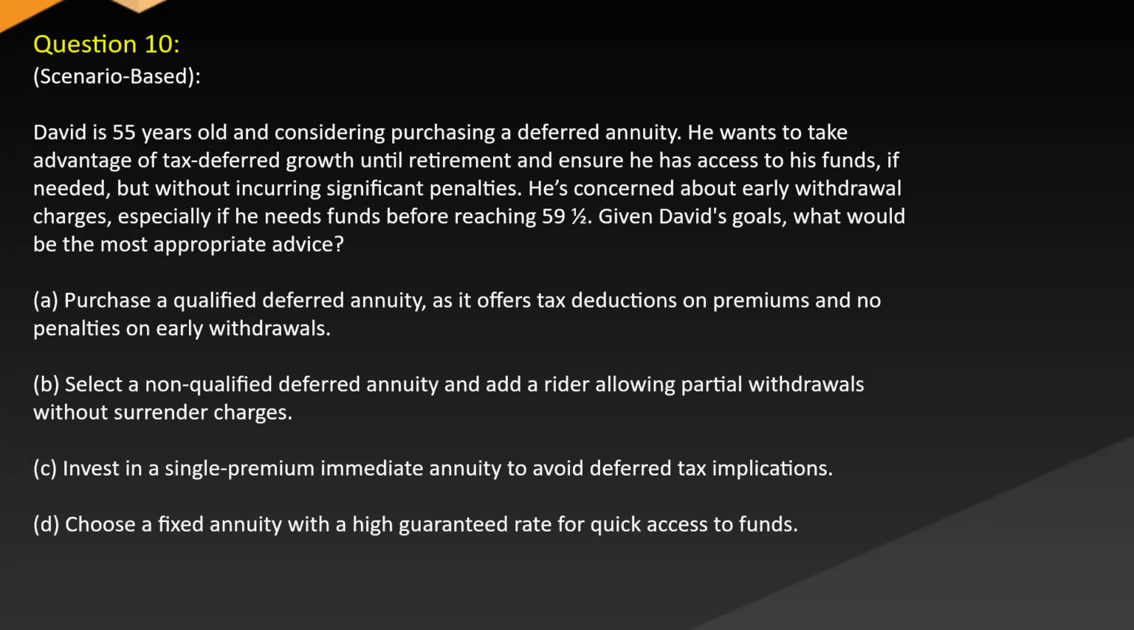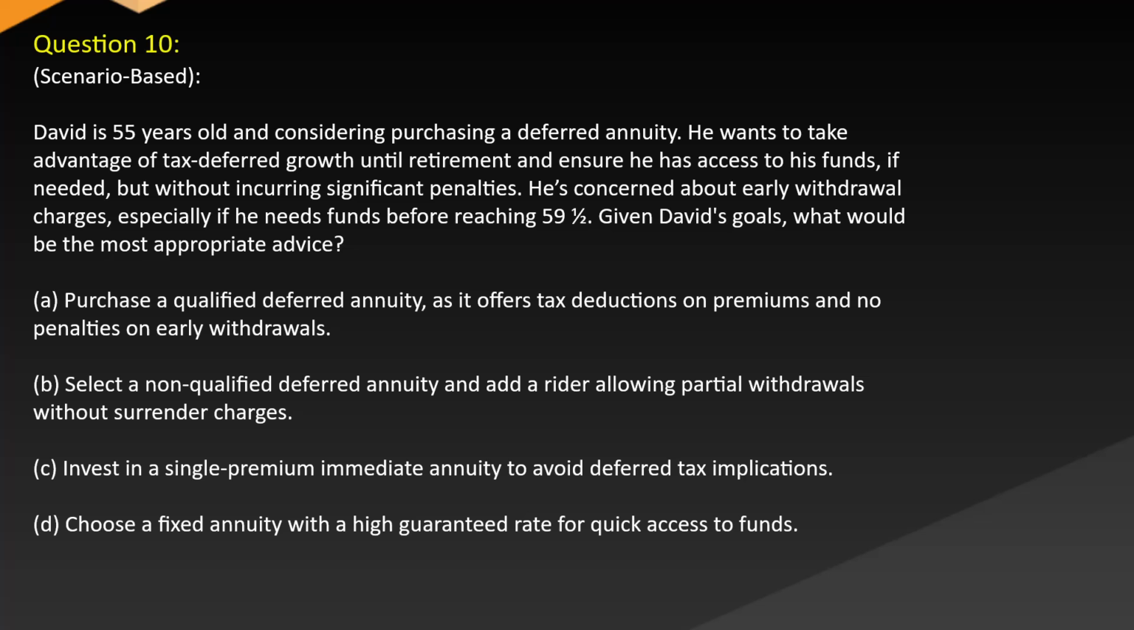Question 10, scenario-based. David is 55 years old and considering purchasing a deferred annuity. He wants to take advantage of tax-deferred growth until retirement and ensure he has access to his funds if needed, but without incurring significant penalties. He's concerned about early withdrawal charges, especially if he needs funds before reaching 59 and a half. Given David's goals, what would be the most appropriate advice?